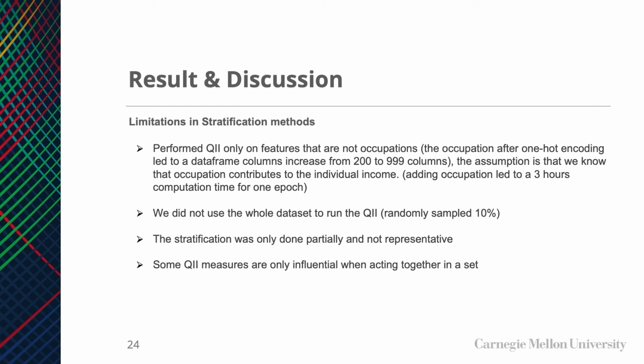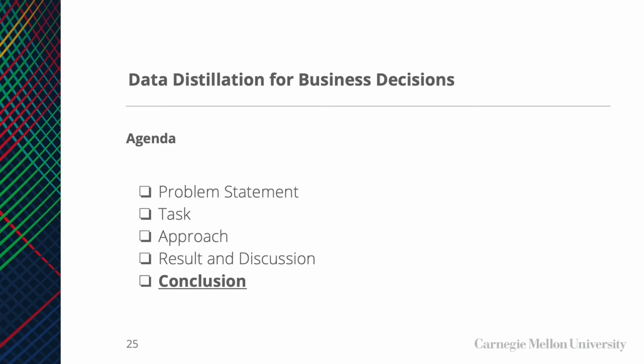As for the stratification strategy, since we hit a bottleneck in data processing, which takes more than 10 hours to process about 100,000 points, the small amount of data we have may not be representative of all the data. Lastly, some QII measures are only influential when acting together in a set. Thus, sampling based on selected QII may not improve the results from the original model.